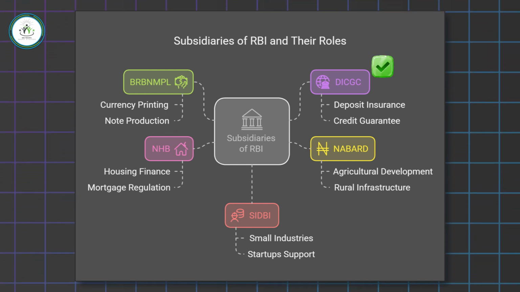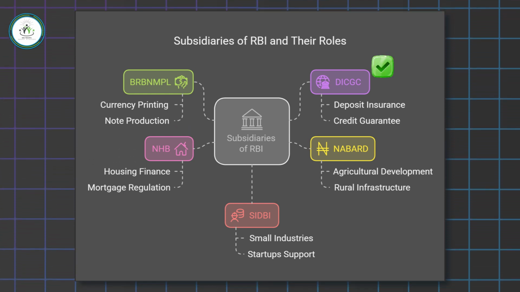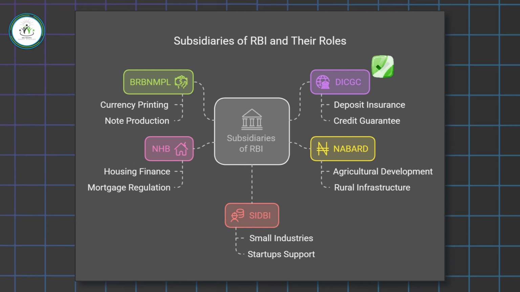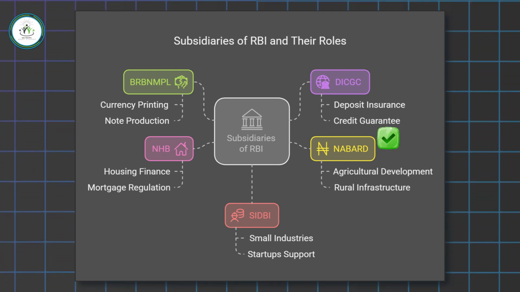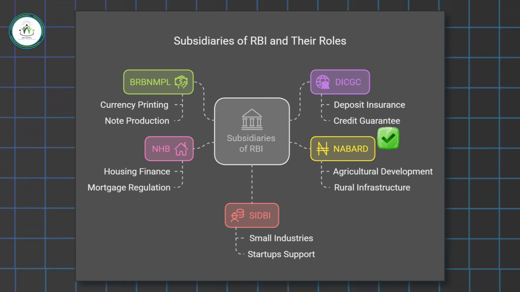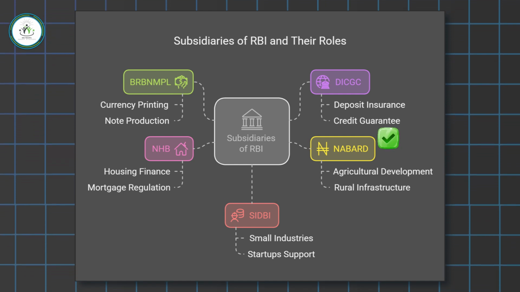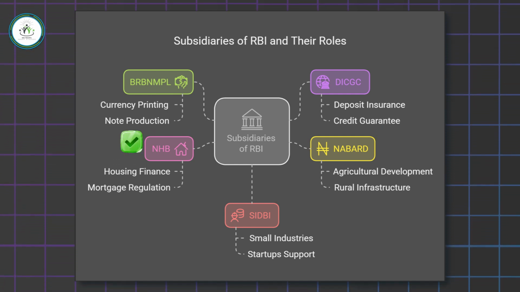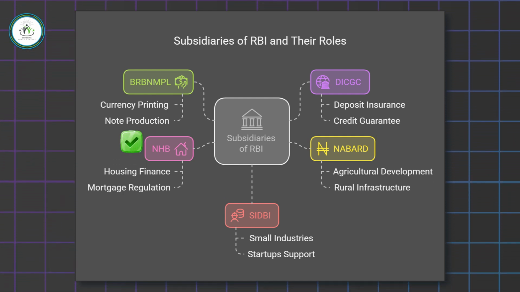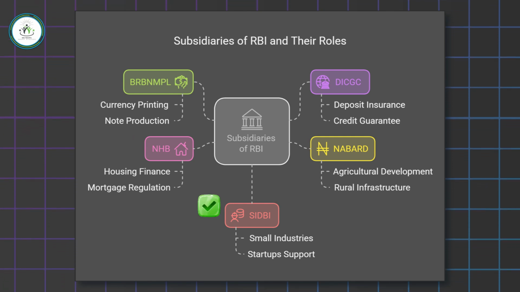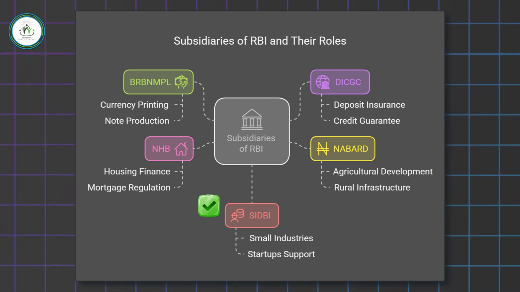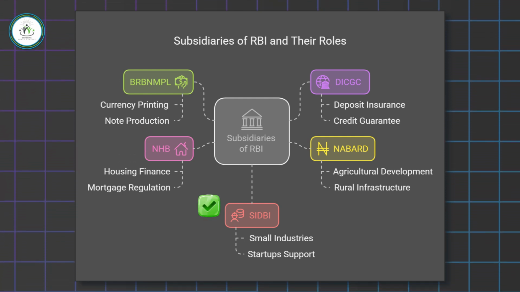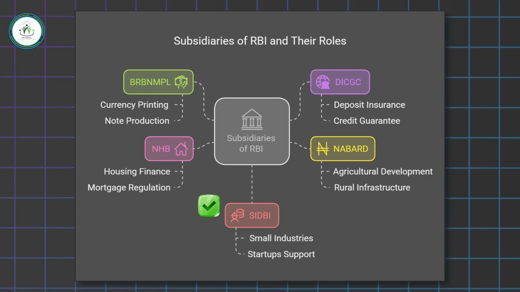DICGC, Deposit Insurance and Credit Guarantee Corporation, insures bank deposits. NABARD, National Bank for Agriculture and Rural Development, supports rural development. NHB, National Housing Bank, regulates housing finance. SIDBI, Small Industries Development Bank of India, supports small industries and startups.